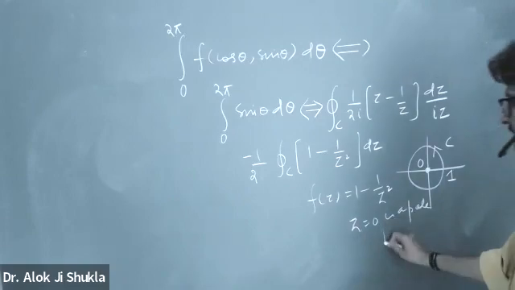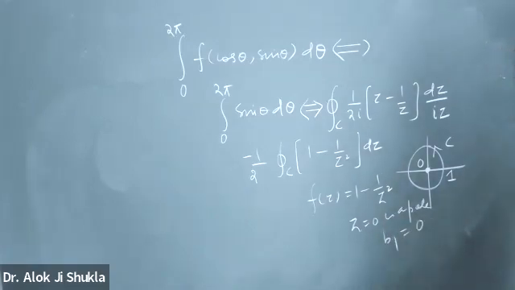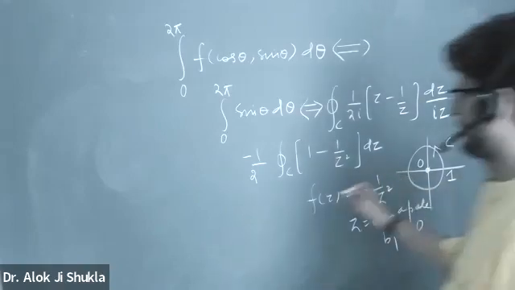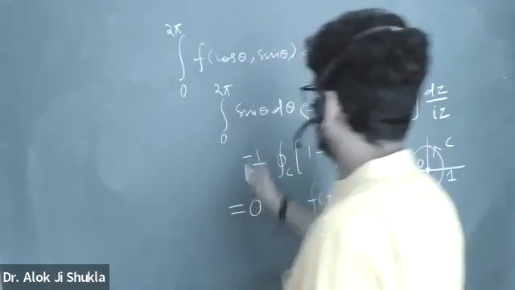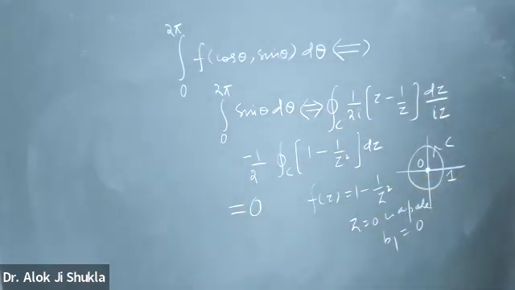So what is b1? 0. Correct? There is no coefficient of 1/z. So that means the answer is 0. And we know that the integral from 0 to 2 pi of sin theta is 0. But this is just to give you an example of how this transformation works.